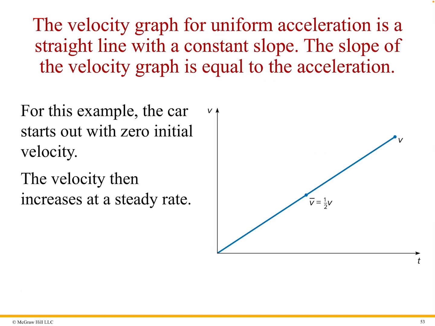Now, for this example, it's showing the car starts out with 0 initial velocity. So now we have a V versus T. The velocity increases at a steady rate. In order to find the acceleration here, we could take the slope by doing the change of velocity over time. Remember, the change of velocity is final minus initial over time. So we could find any 2 points on here. This would be my final, this would be my initial, and whatever amount of time it is from this point to this point is how I would find that acceleration.